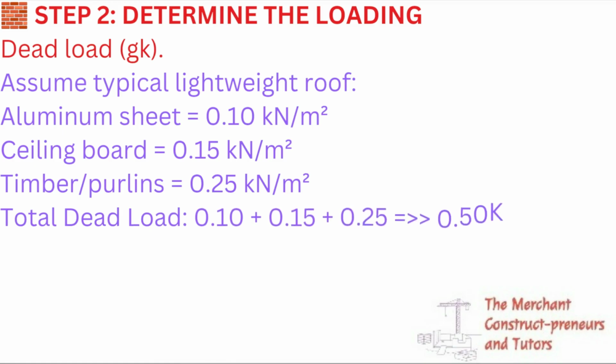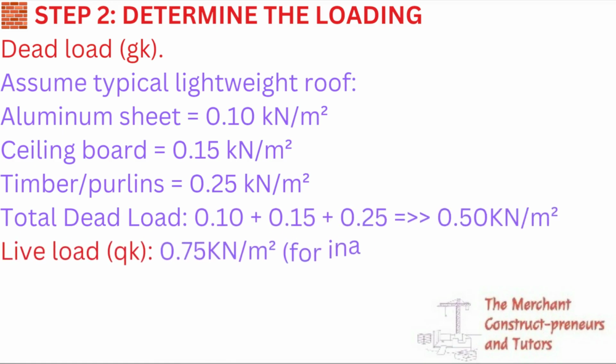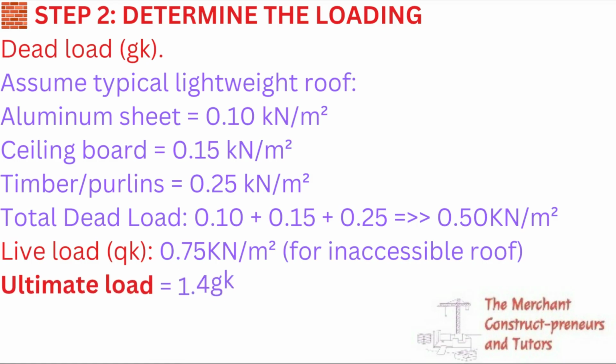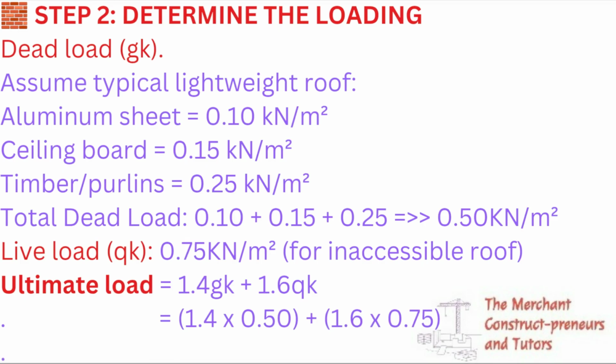So step 2, we need to determine the loading. I mean the dead load and the live load, right? So we are assuming a lightweight roof. For the dead load, we have the aluminum roofing sheet with a load of 0.10 kilonewton per meter square. The ceiling board is 0.15 kilonewton per meter square. The timber or the purlines, 0.25 kilonewton per meter square. So the total dead load will now be the addition of these loads, given as 0.50.